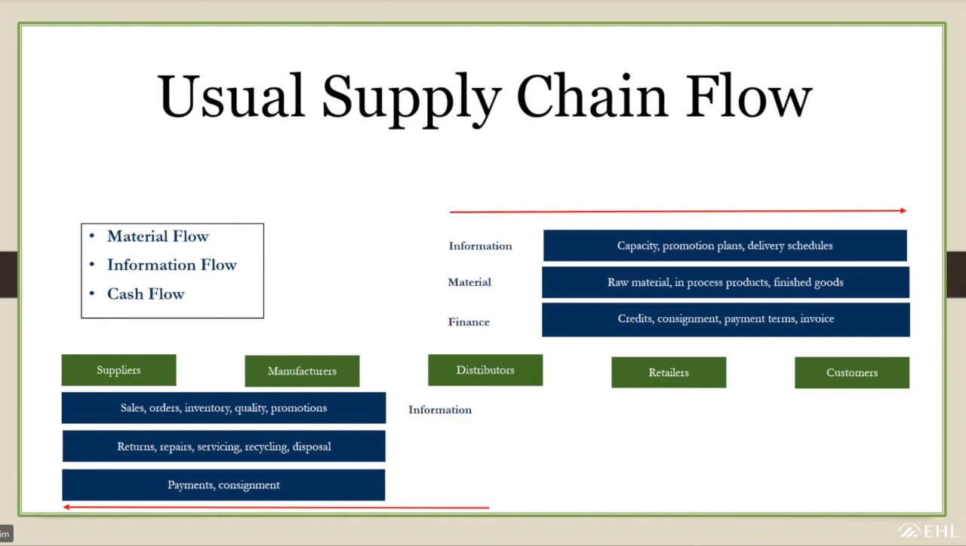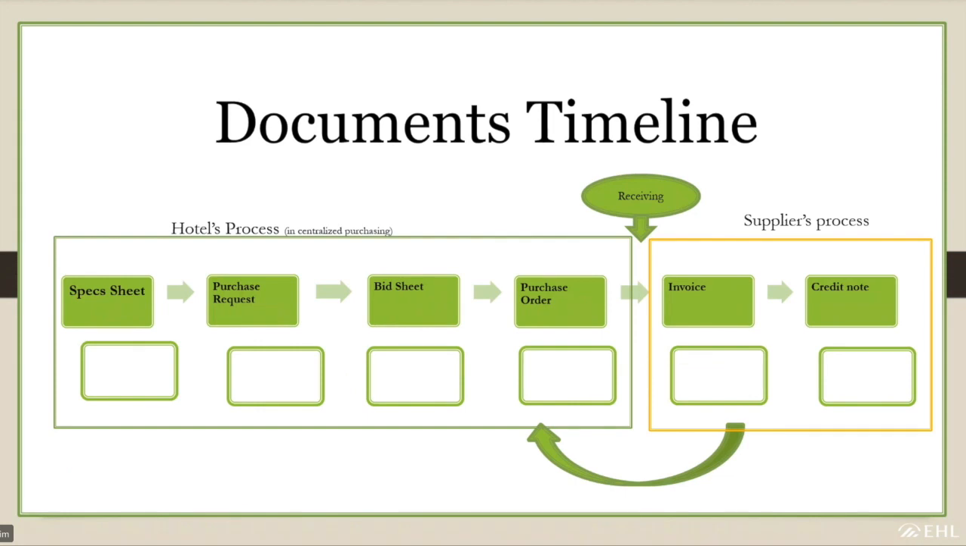Basically, yeah. Perfect. Now this is important. I think there was a question on that in the mock or in the final, if I'm not wrong. This is basically the timeline of the documents we are following. First of all, we have to have a spec sheet. We're going to go through what the spec sheets are after that. Purchase request, bid sheet, purchase order. Then we go to receiving, which is a different, separate process. We're also going to look at the invoice and the credit note in the end.